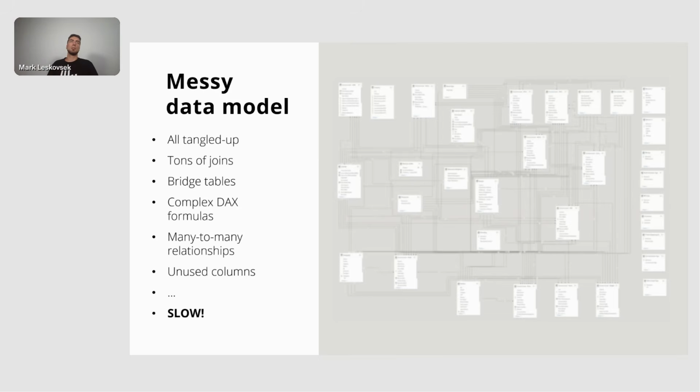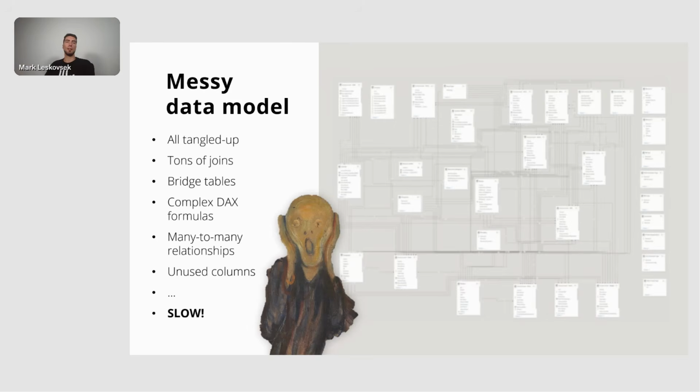And this will inevitably lead to complex DAX formulas, many-to-many relationships, which are very, very expensive in terms of drag on your performance, unused columns, DAX measures, and even tables, bloating up everything. And naturally, this will be very, very slow. And this is a real life case of a data model. And the good news is this can be transformed into a proper data model. Even if you inherit such a model, it can be transformed. But yes, this will typically be the biggest drag on your performance.